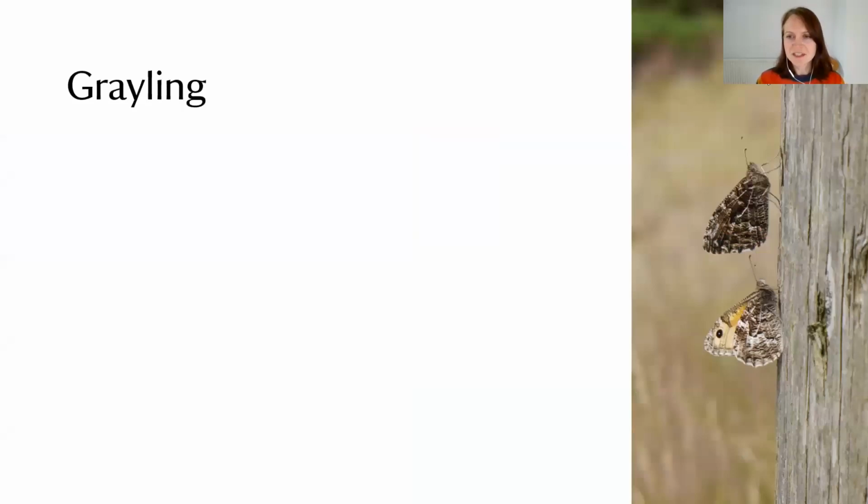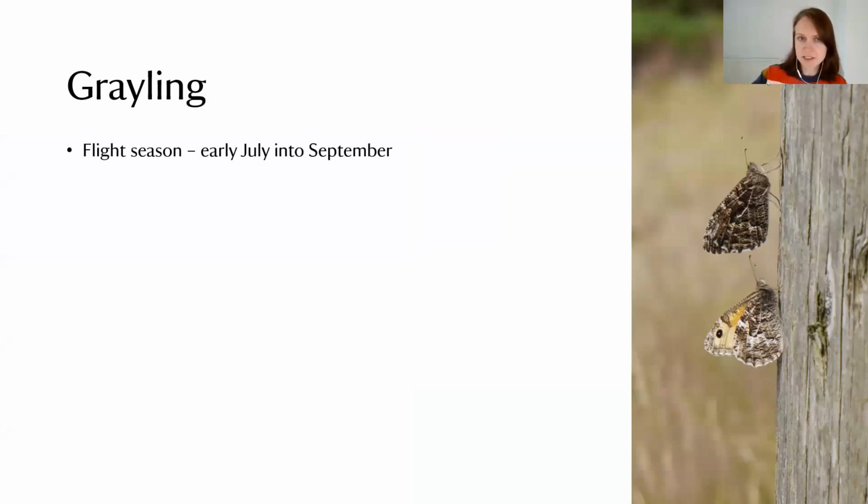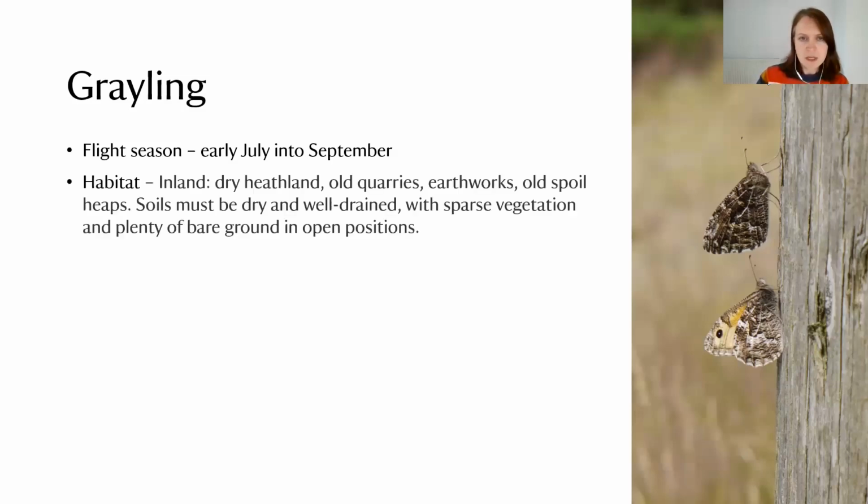Okay, so moving on to the third one, grayling. So we're moving away from fritillaries now, so no more big bright orange butterflies. So grayling is a bit later, emerging in early July, but carrying on right into September. And again, a different sort of habitat.